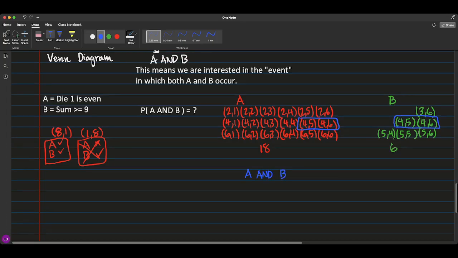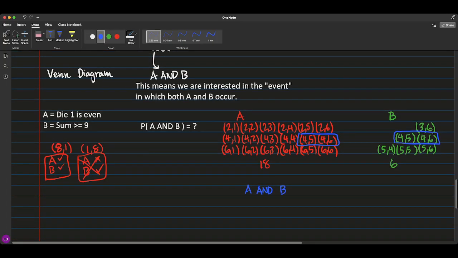Oh, I missed. Oops, I'm sorry. I didn't finish all of the B events. Maybe you noticed this, because you can go one more up. You can roll a 6 and a 6, that's 12. You can roll a 6 and a 5, that's 11. A 6 and a 4, that's 10. And then you can roll a 6 and a 3. So there's 1, 2, 3, 4, 5, 6, 7, 8, 9, 10. 10 different in B.